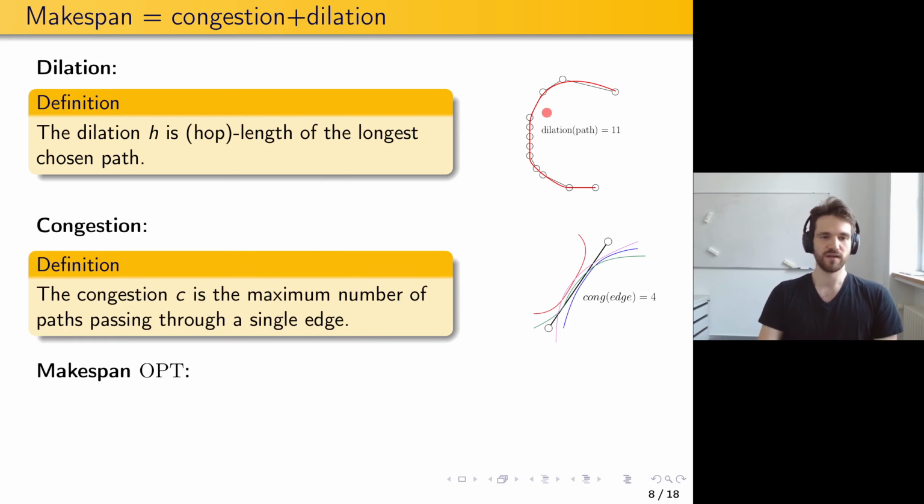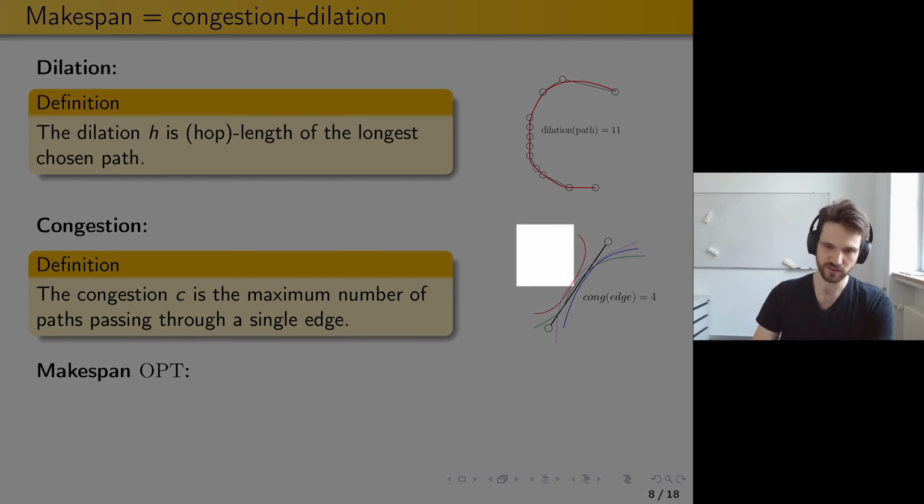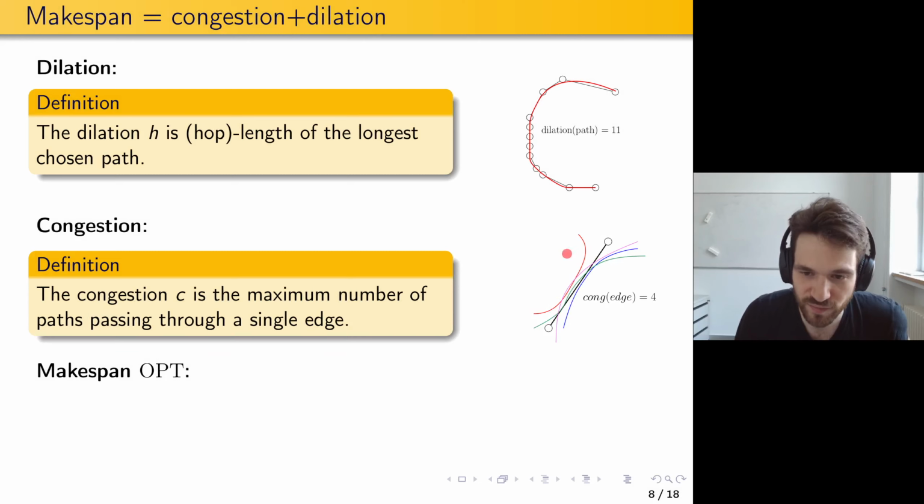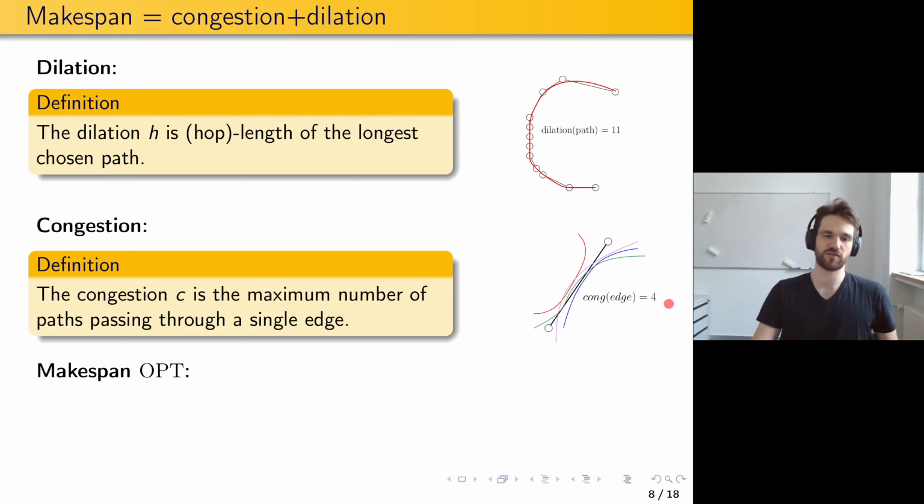Fine. Similarly, let's define the congestion. When you choose a bunch of paths, the congestion C is the maximum number of paths passing through a single edge. So in this picture here, can you see this? There are like 4 paths going through this one black edge. So the congestion of the edge is 4, and the congestion of a set of paths is just the maximum congestion over all edges.